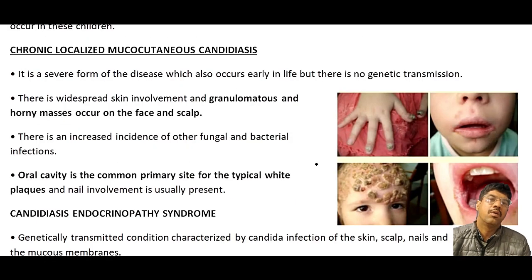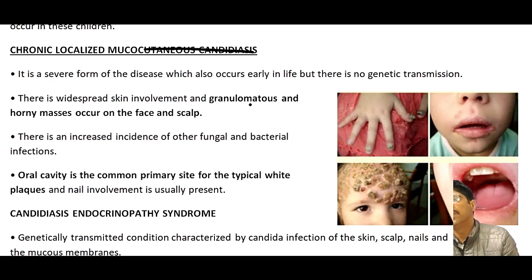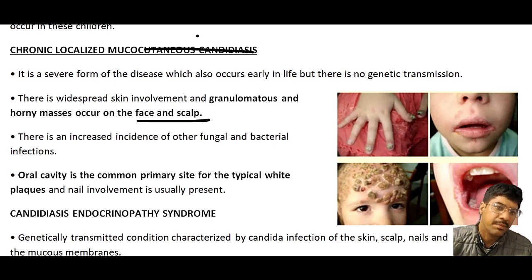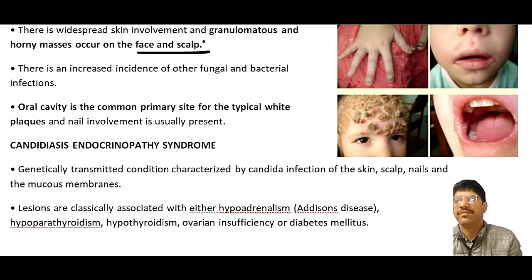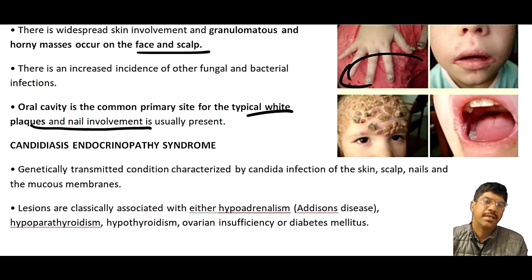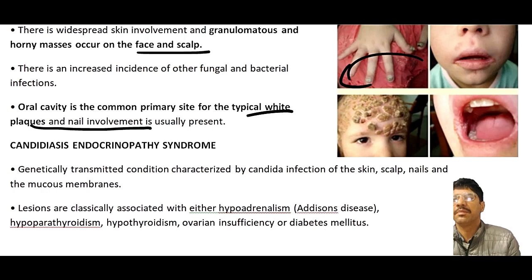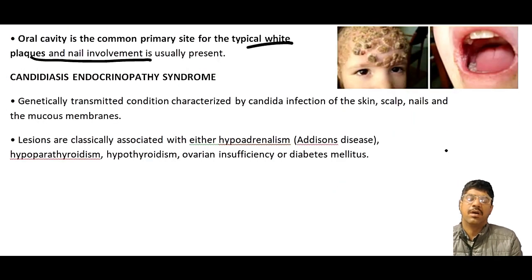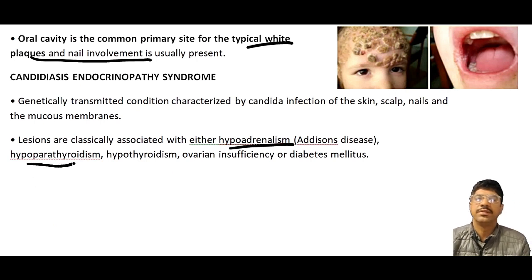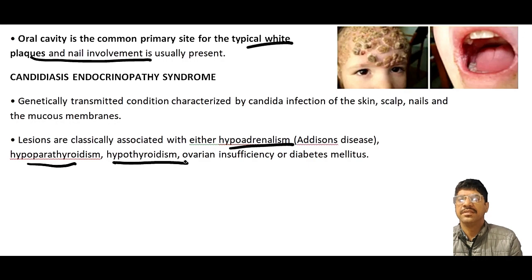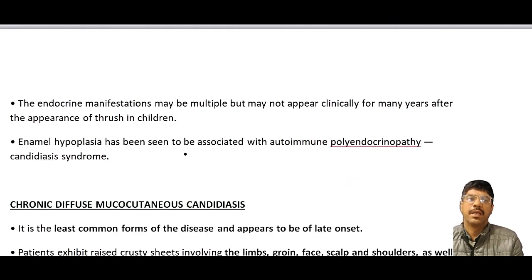The other form is chronic localized mucocutaneous candidiasis, which can occur on the face and scalp. The oral cavity is the most common primary site for the typical white plaques, and nail involvement is usually present. Another is candidiasis endocrinopathy, where the endocrine system can be involved, associated with hypoadrenalism, hypoparathyroidism, hypothyroidism, or ovarian insufficiency or diabetes mellitus.